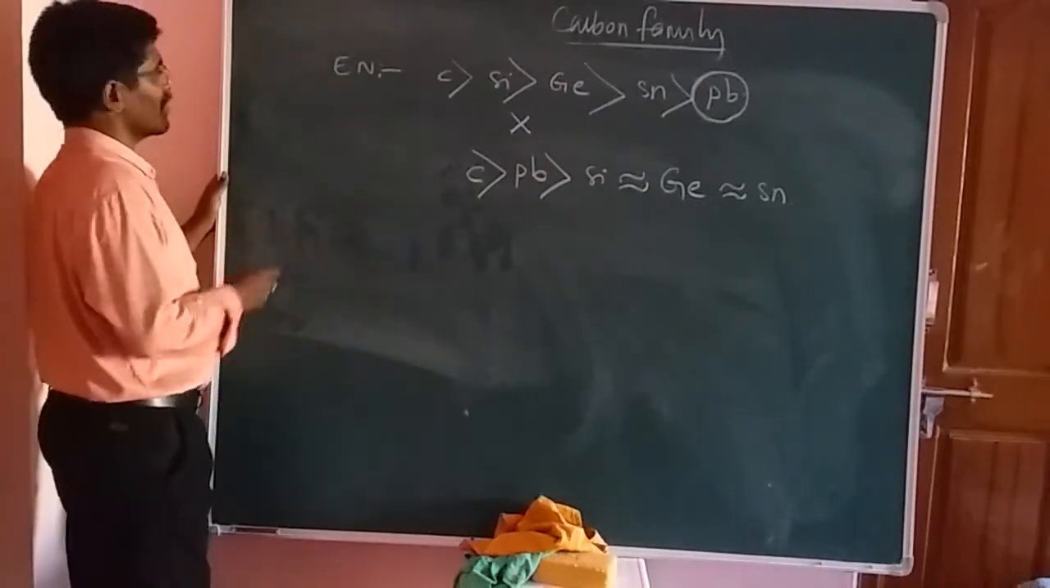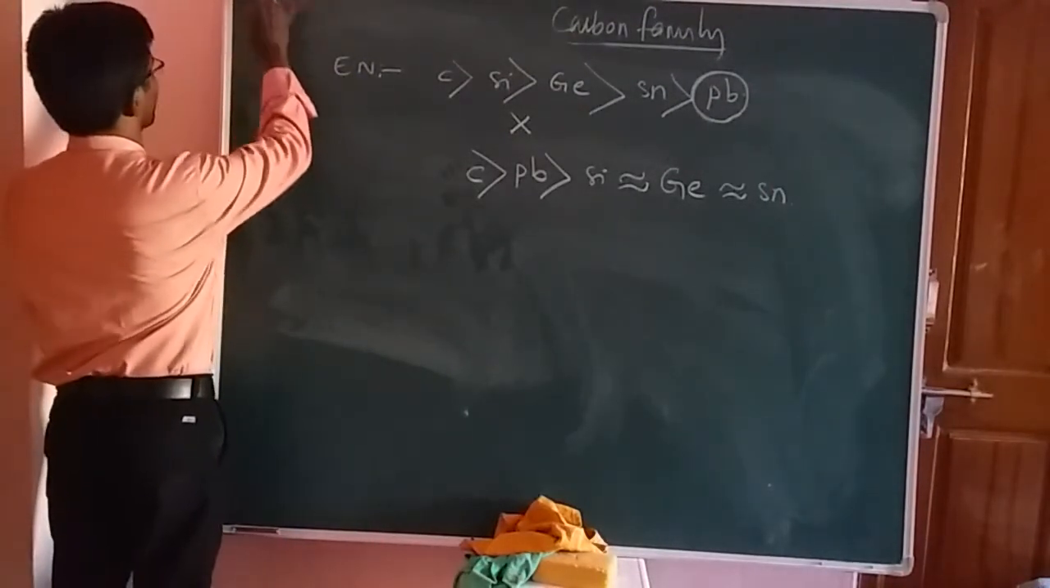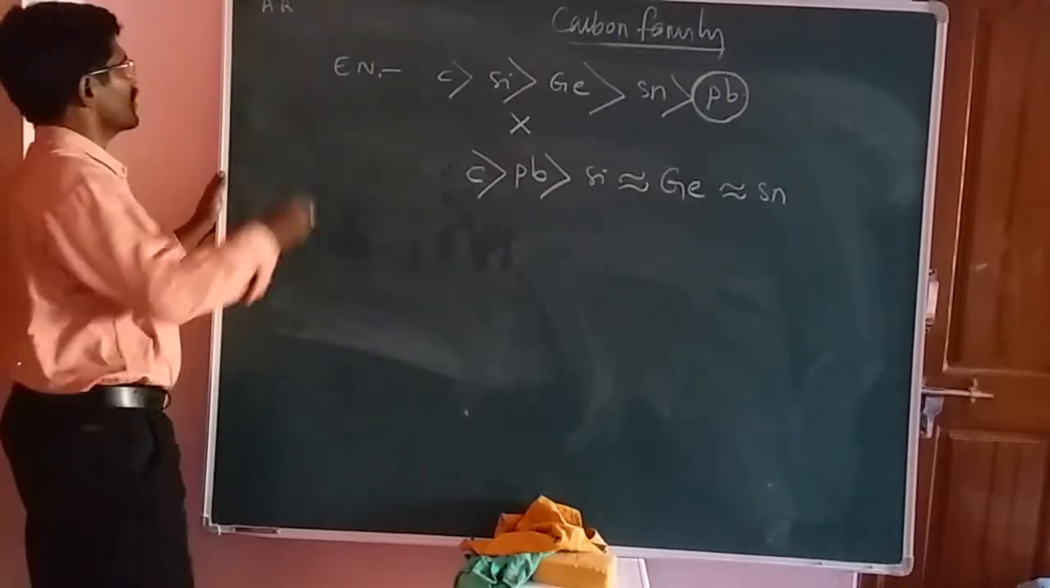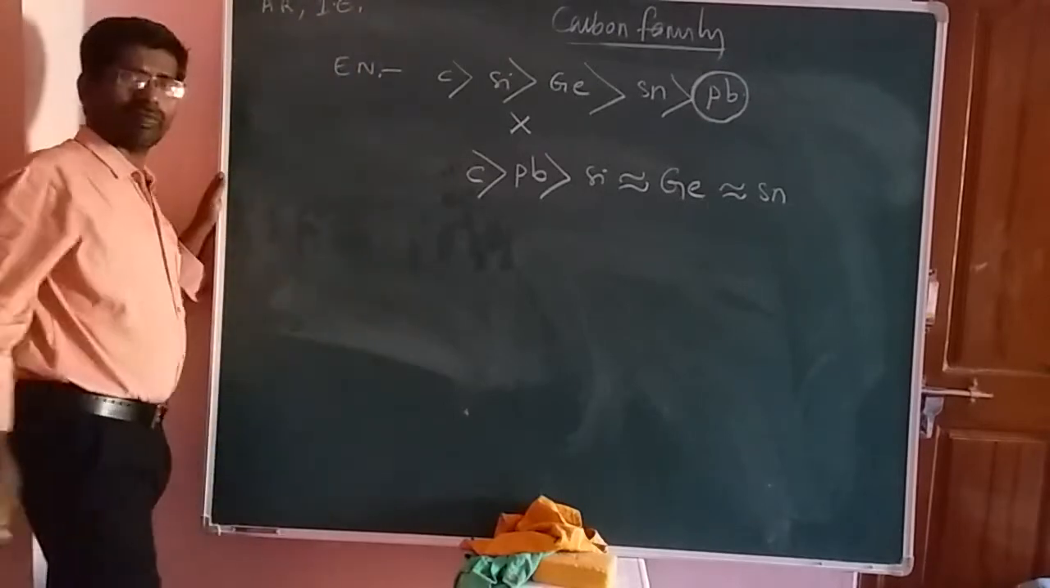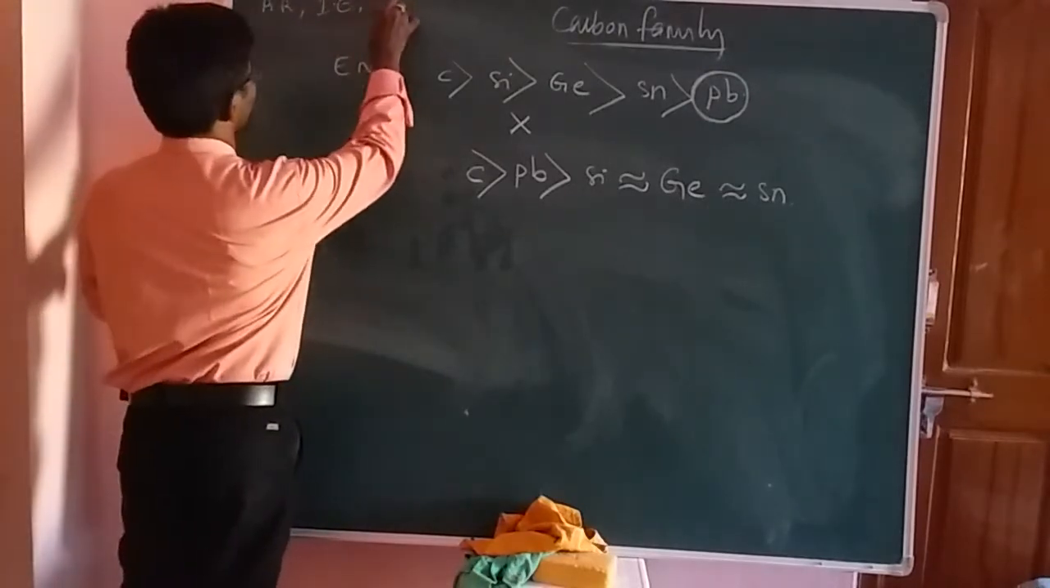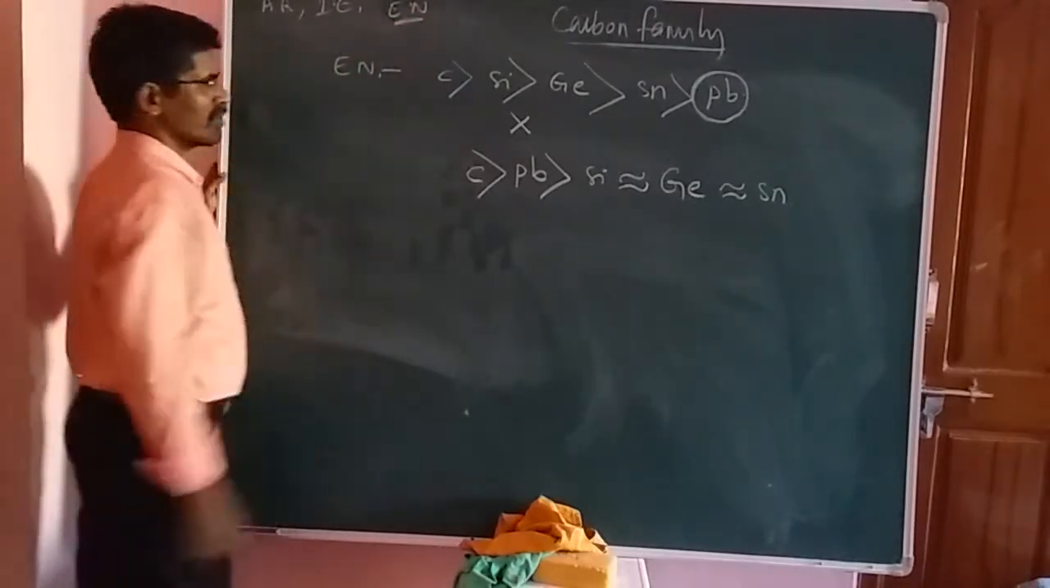And the next one is what we have covered here. First one is the atomic radius. It's over. Is it clear now? Next one is the ionization enthalpy. It's also over. And the next property is electronegativity nature. So it's also over.